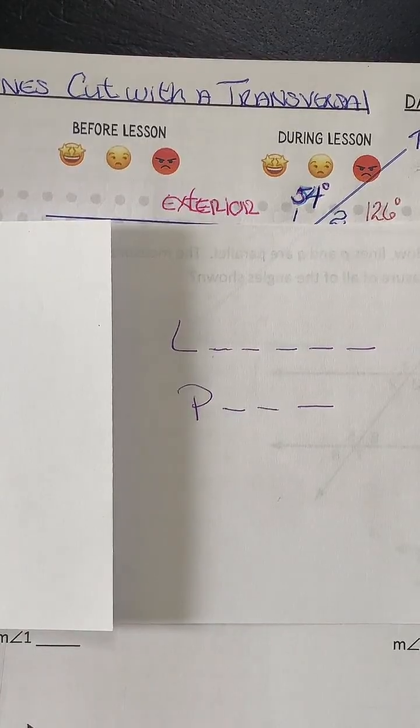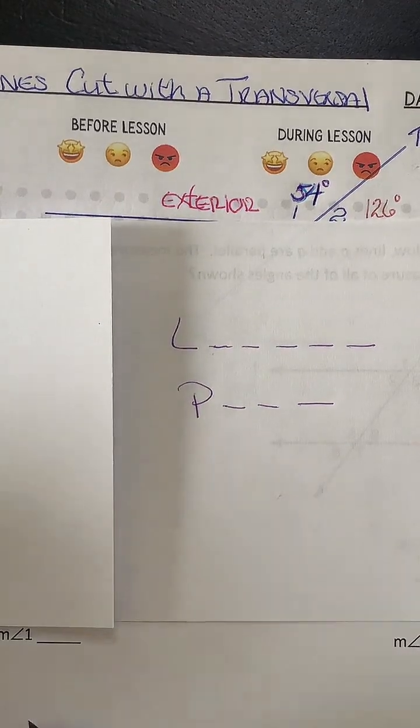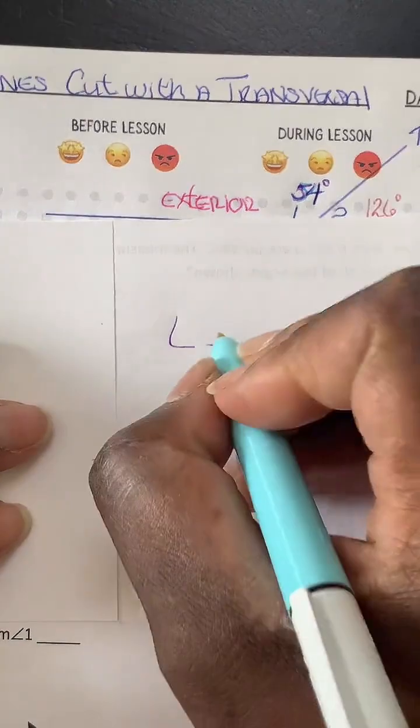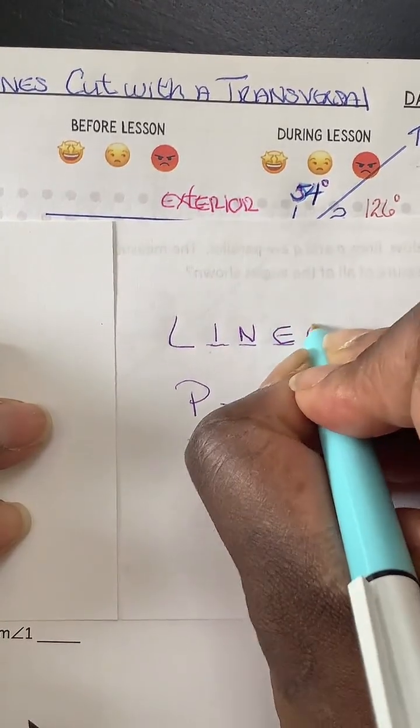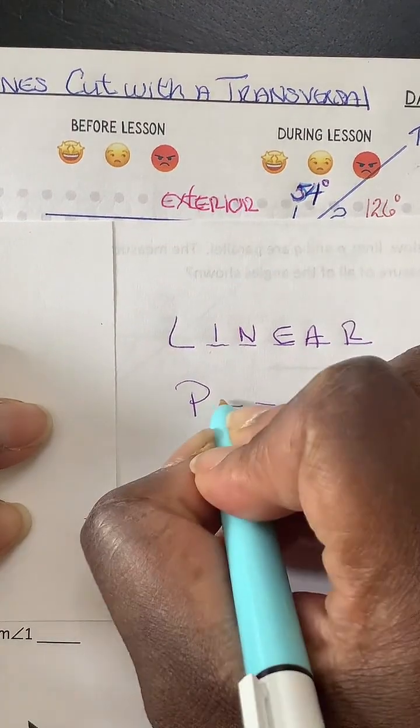Okay. Not level parallel, but it is called a linear pair.